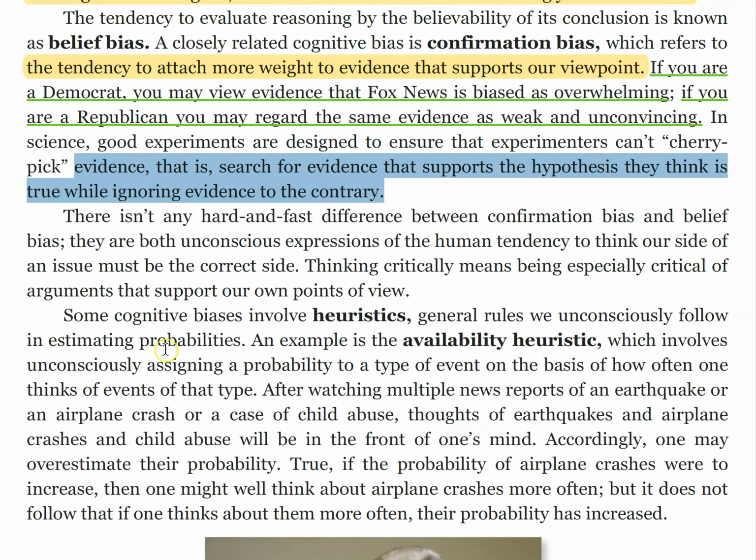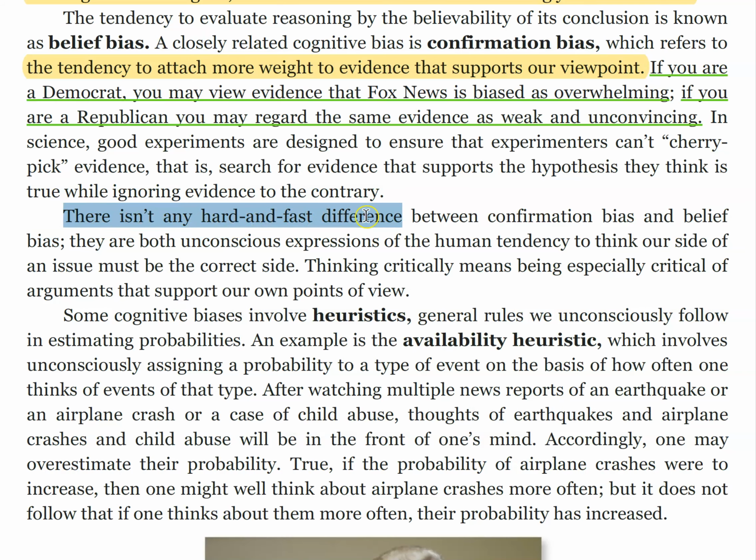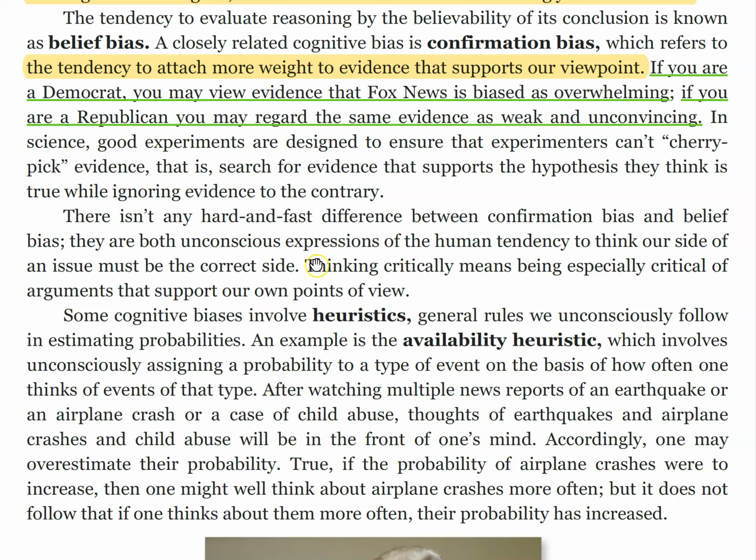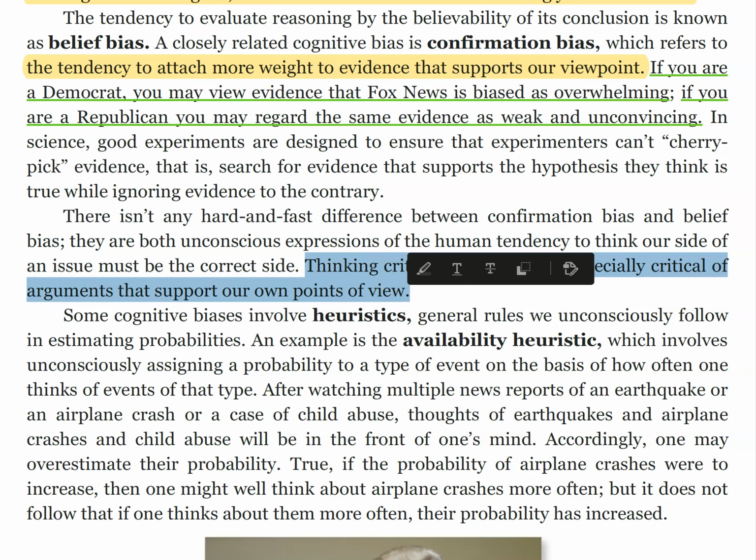Okay, so the textbook elaborates on what I said earlier. There isn't any hard and fast difference between confirmation bias and belief bias. They're both unconscious expressions of the human tendency to think our side of an issue must be the correct side. And thinking critically means being especially critical of arguments that are supportive of our own points of view. This is super important, right? Just because we want to believe it's true doesn't mean it's true. We should be aware we're pretty subject to belief bias and confirmation bias.